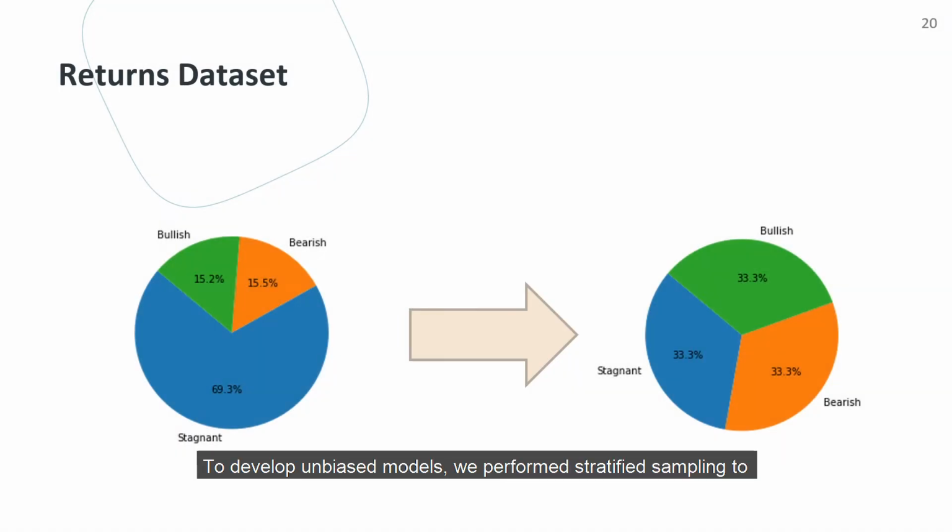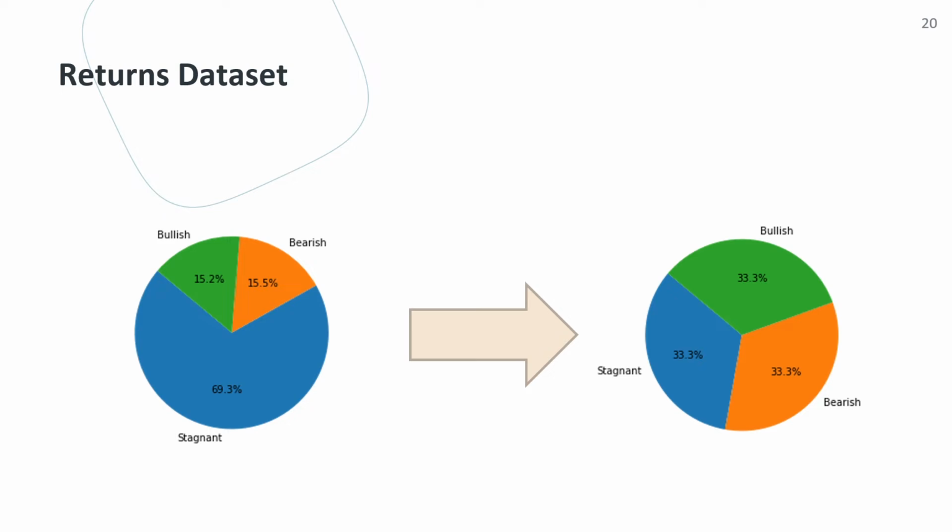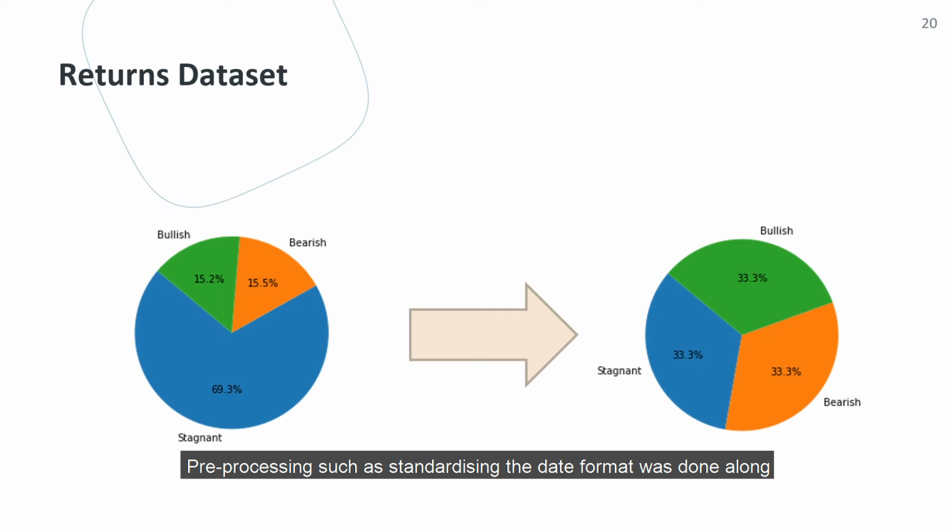To develop unbiased models, we perform stratified sampling to create an equal weightage of bullish, stagnant, and bearish trading data. Pre-processing such as standardizing the date format was done along with some other pre-processing specific to the LSTM requirements, but I will not go into detail on this for this presentation. I have also tried performing Fourier transform to smooth the time sequence data, but this proves to introduce more noise and reduce performance.